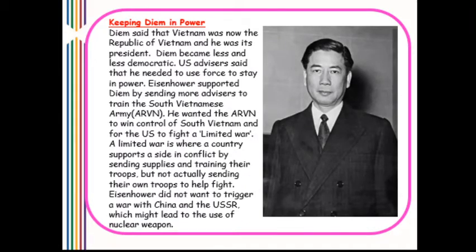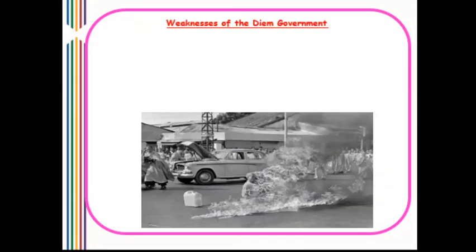US advisors said that he needed to use force to stay in power. Eisenhower supported Diem by sending more advisors to train the South Vietnamese army, known as the ARVN. He wanted the ARVN to win control of South Vietnam and for the US to fight a limited war. A limited war is where a country supports a side in a conflict by sending them supplies and training up their troops, but not actually sending their own troops to help fight. Eisenhower did not want to trigger a war with China and the USSR, so Soviet Russia, which might lead to the use of nuclear weapons.